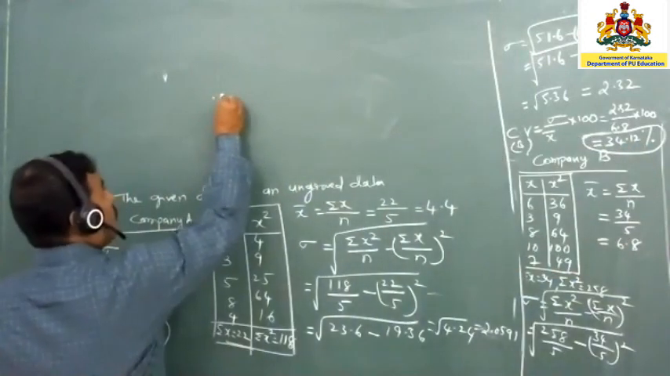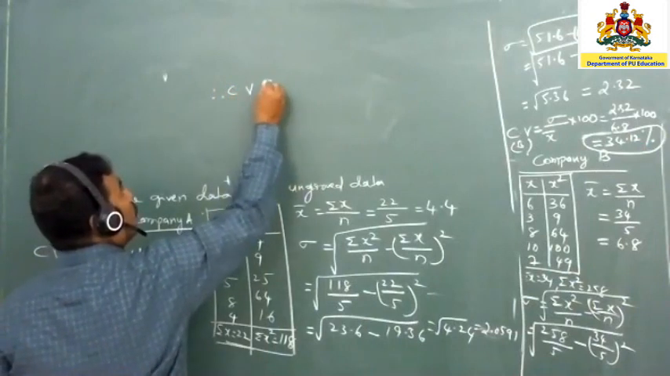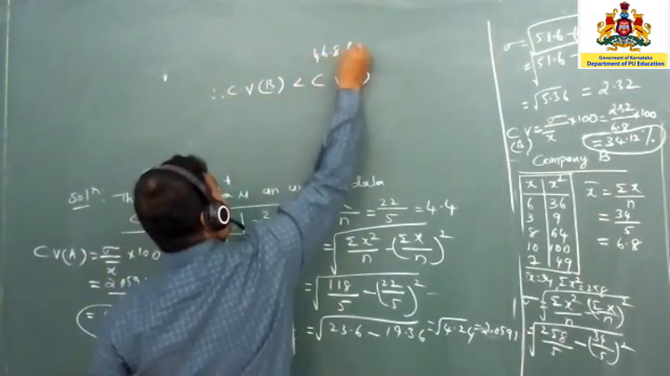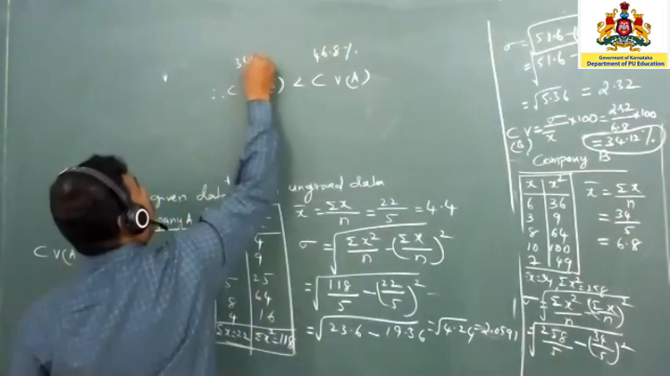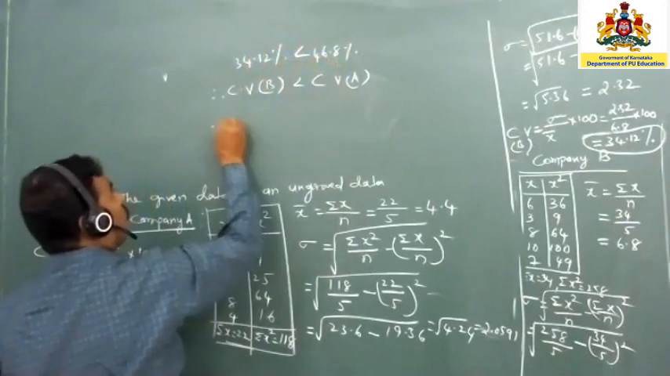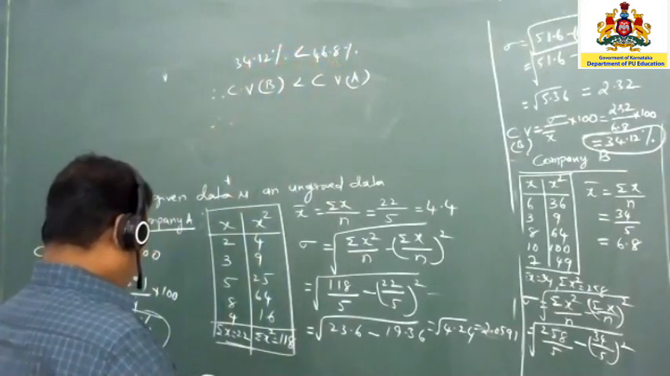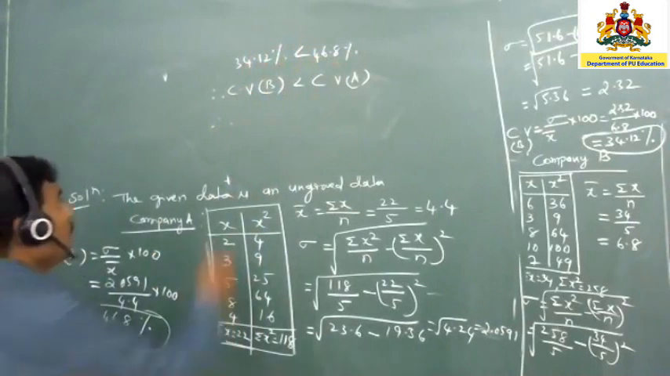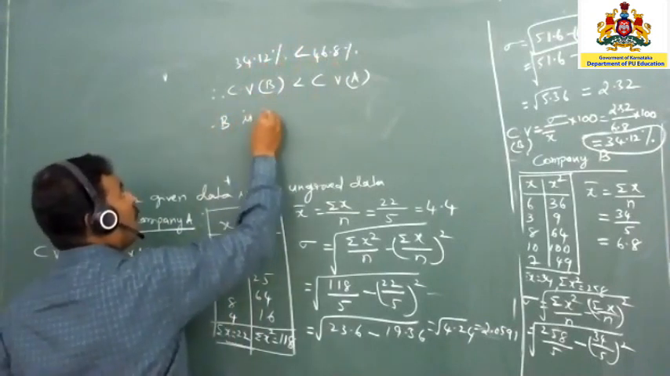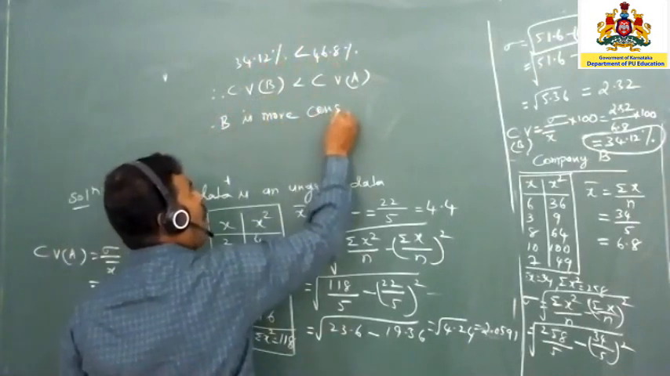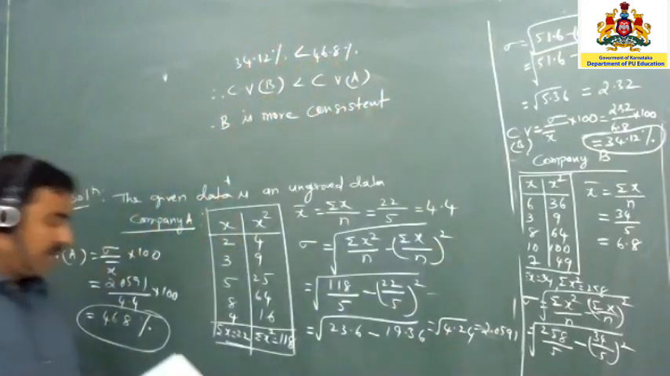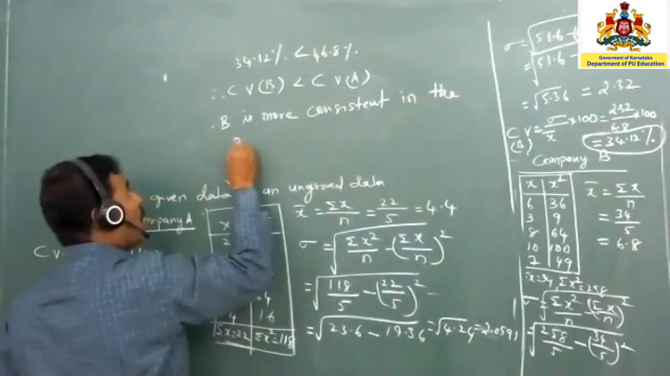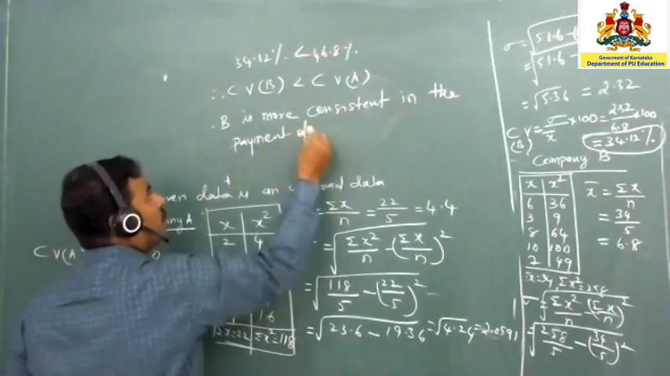Here CV of B is 34.12%, which is lesser than CV of A, which is 46.8%. Therefore, the final answer is CV of A is greater than CV of B. So B is more consistent in the payment of dividend.